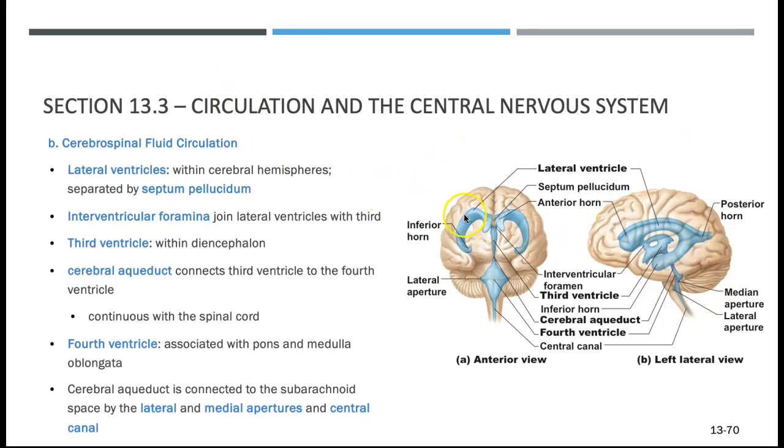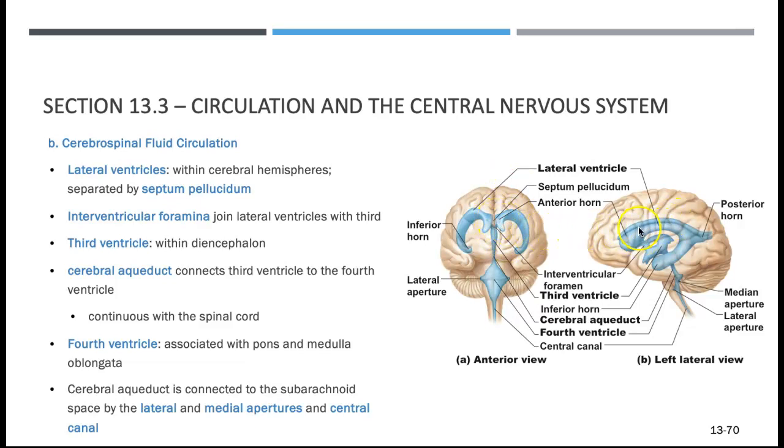We are going to start off with the lateral ventricles, which you see over here. This is an anterior view. And if we look at a lateral view, you could see that C shape to these lateral ventricles. These lie within the cerebral hemispheres and are separated by a wall called the septum pellucidum. So you can kind of see that septum right along in here.